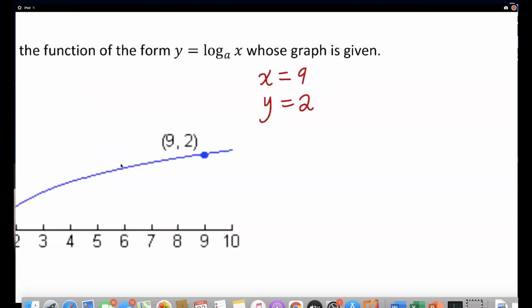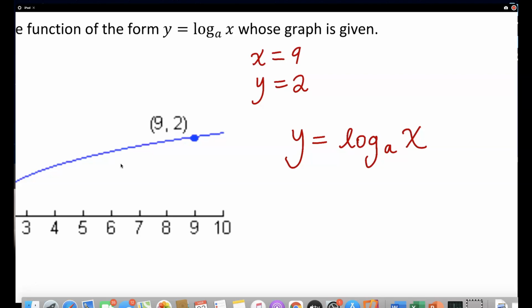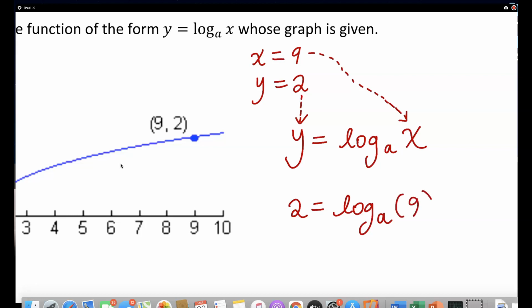So let me plug in this x and y into this equation. Y equals log base a of x. Okay, let's plug in 9 and 2 in here. So y is 2, so that will be 2 equals log base, I don't know what a is, so just keep it as a, of, they gave us that x is equal to 9. So I wrote that. And honestly, the only variable that we have is a. We should be able to solve this for a.